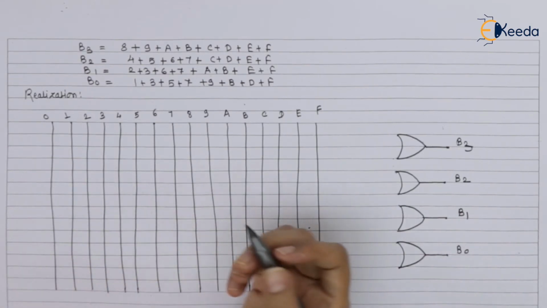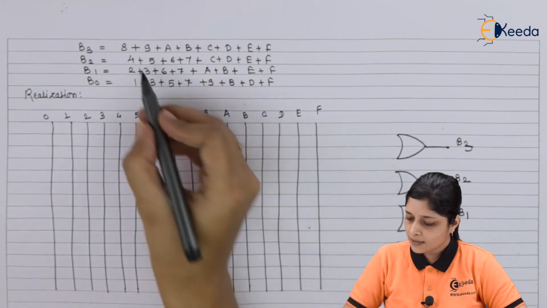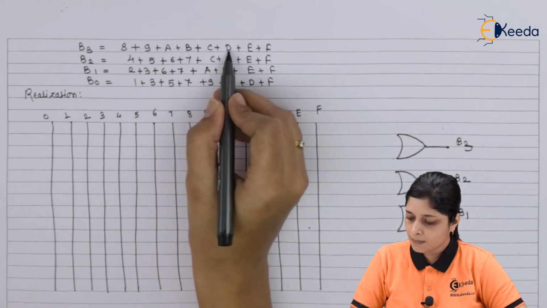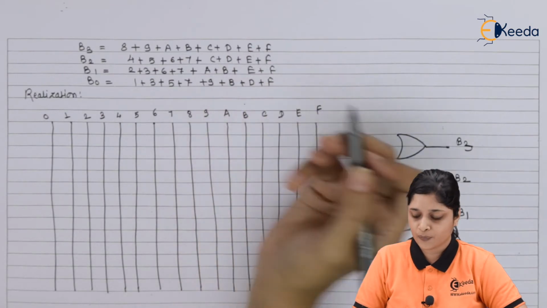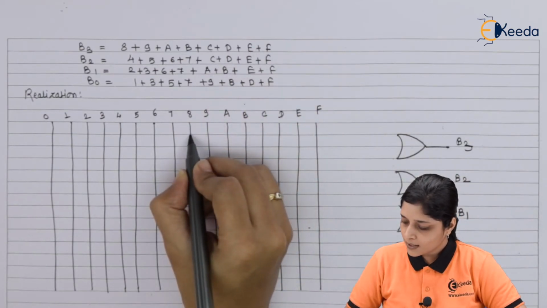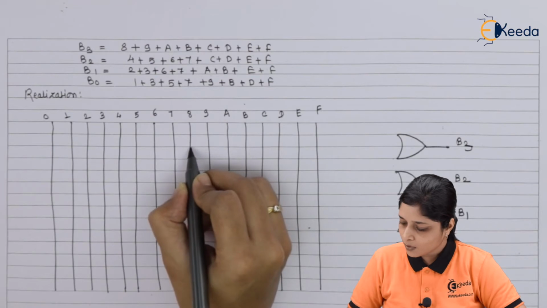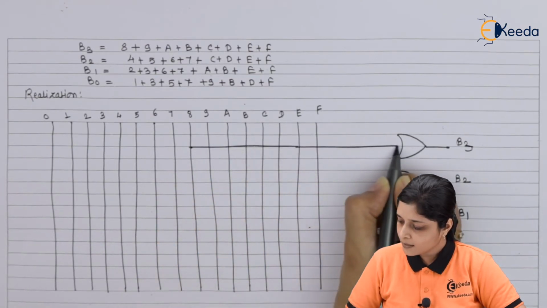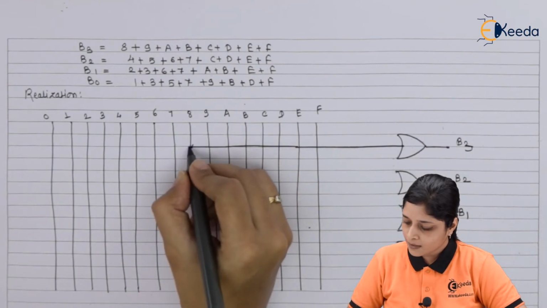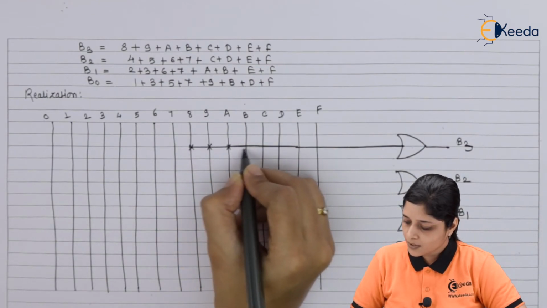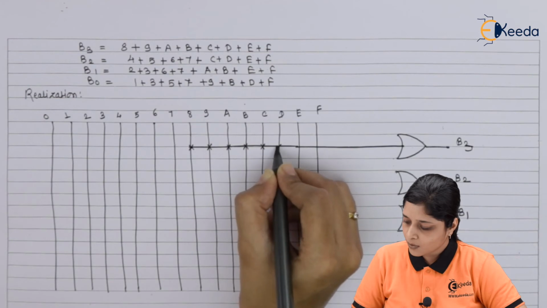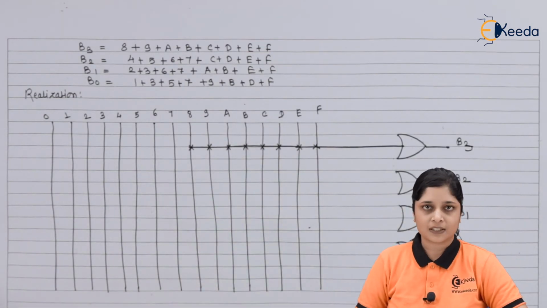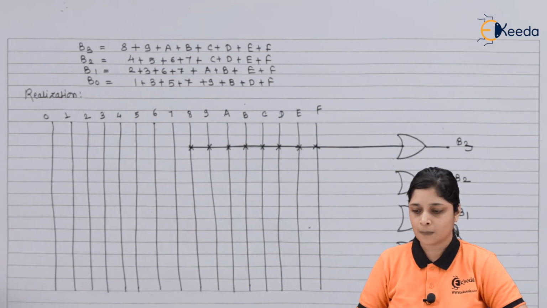So what you can see here is 8 plus 9 plus A plus B plus C plus D plus E and F. In this way also you can draw. Just draw one line and make connections like a star, meaning all these terms are connected to the OR gate. We have to take OR connections of all these hexadecimal numbers.